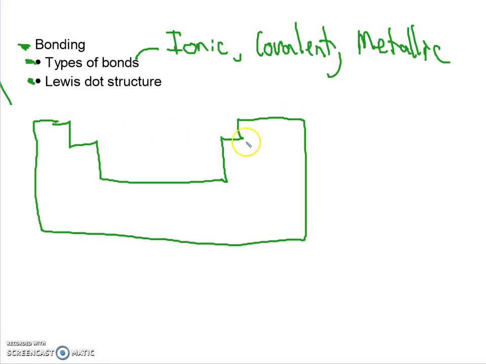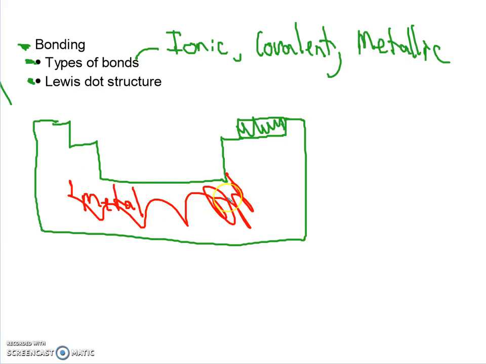Okay, this wasn't drawn very well. There's the periodic table. Okay, so generally, if it's on the left side of the periodic table, it's a metal. So anywhere on this side. If it's on the right side of the periodic table, it's a nonmetal.